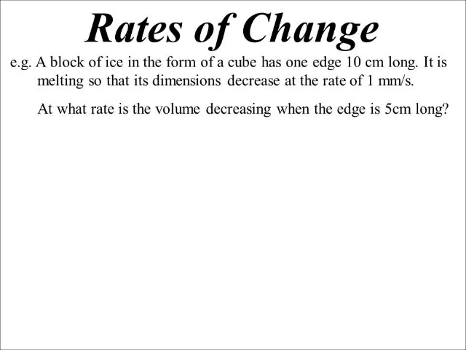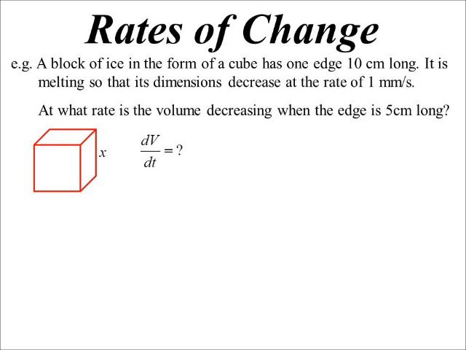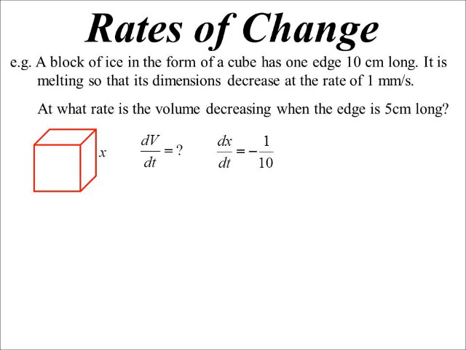So, all right, how do we do this? There's my ice cube. I've just labelled the length x at any particular point in time. What we want to know is dV/dt. How does volume change with respect to time? We want to come up with a derivative for that. They've told me that the length of the ice cube changes at 1 millimetre per second. So that would be dx/dt, how that x measurement changes with respect to time. It's negative because it's decreasing, getting smaller. And I've got to keep the units consistent. So I've made it 1/10, a millimetre being 1/10 of a centimetre.